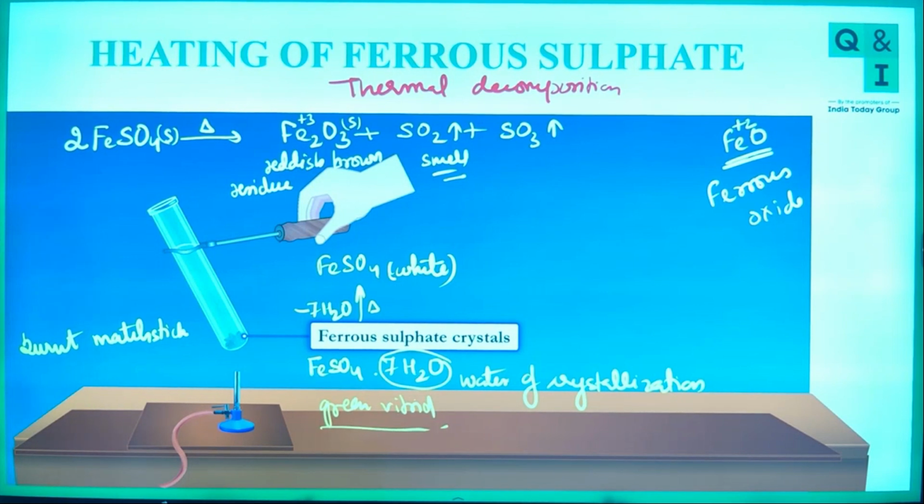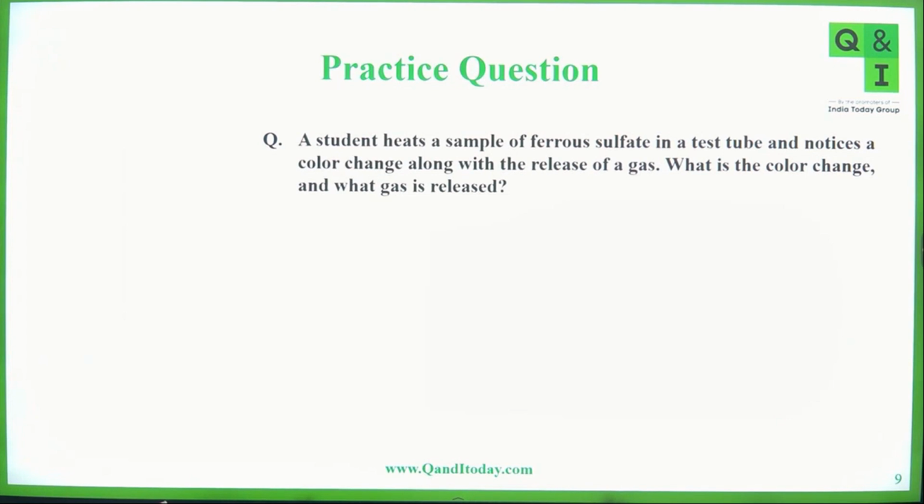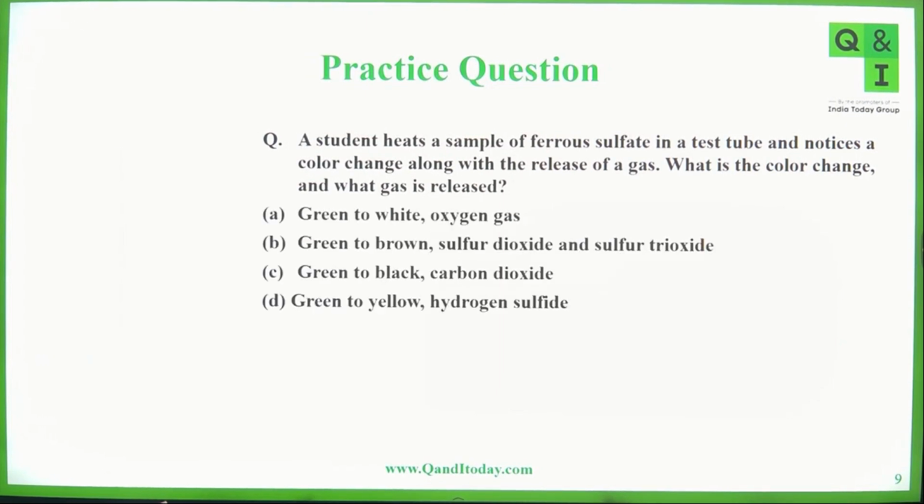Fine. So this was the second example of thermal decomposition. Let's move on to the next example, but before that, let's do this question. A student heats a sample of ferrous sulfate in a test tube and notices the color change along with release of a gas. What is the color change and what is the gas released?